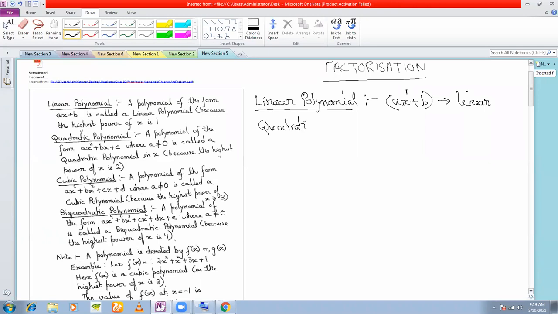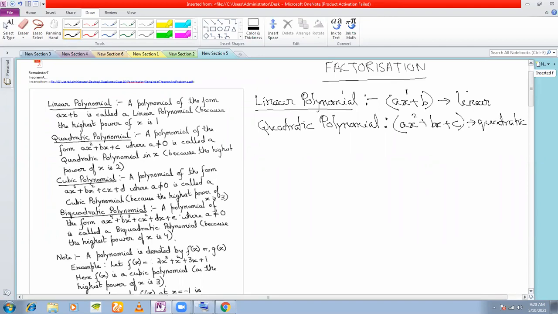This is different from a quadratic equation. Polynomial means only the left hand side of the equation that you are writing. That expression is called a polynomial. In ax square plus bx plus c equal to 0, only the expression ax square plus bx plus c, the left hand side of the equation, is called a quadratic polynomial. Why is it called a quadratic polynomial? Because the highest power of x here is 2.